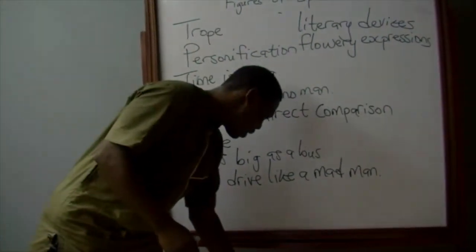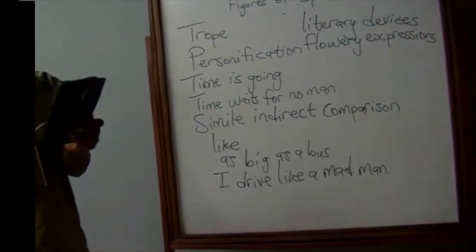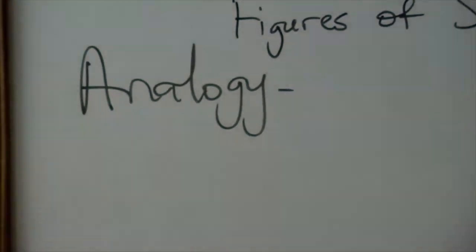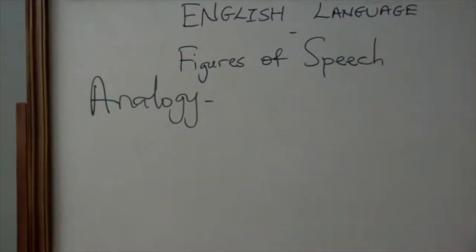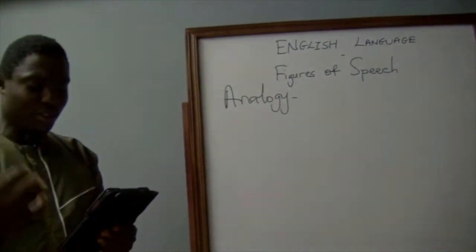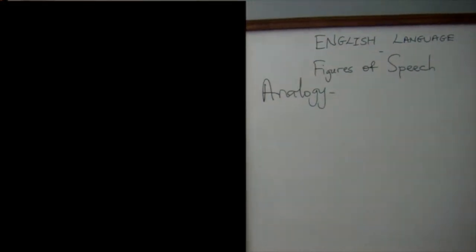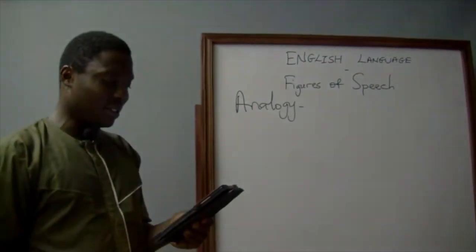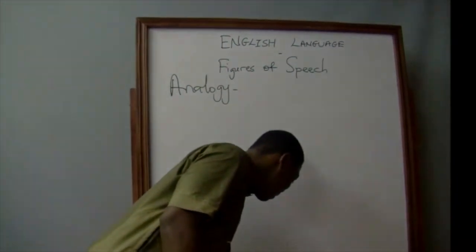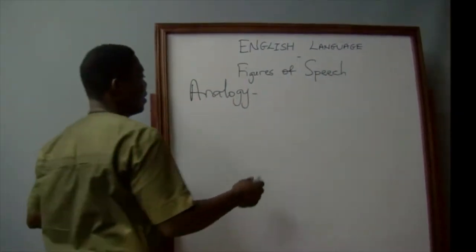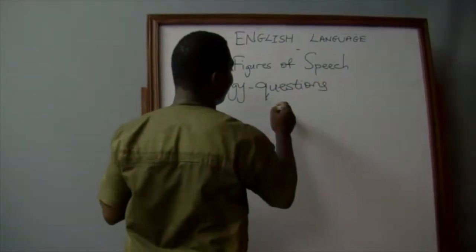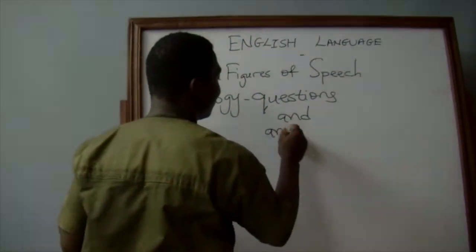Now, the next one we are considering is the figure of speech called analogy. Analogy is a figure of speech that equates two things to explain something unfamiliar by highlighting their similarities. Let me give us an example. Questions and answers. Analogy. Questions and answers.